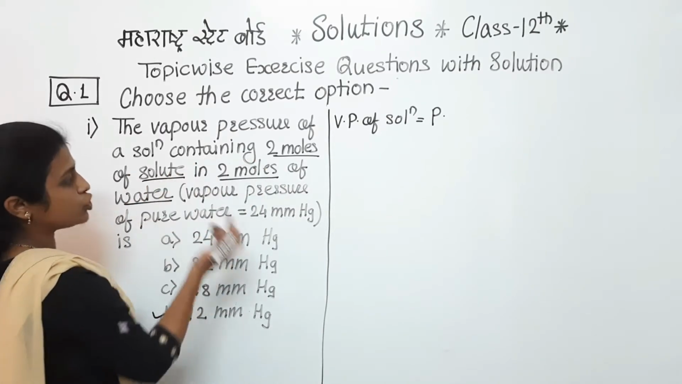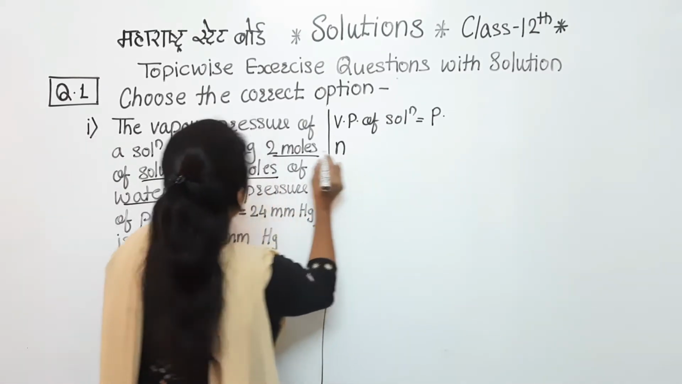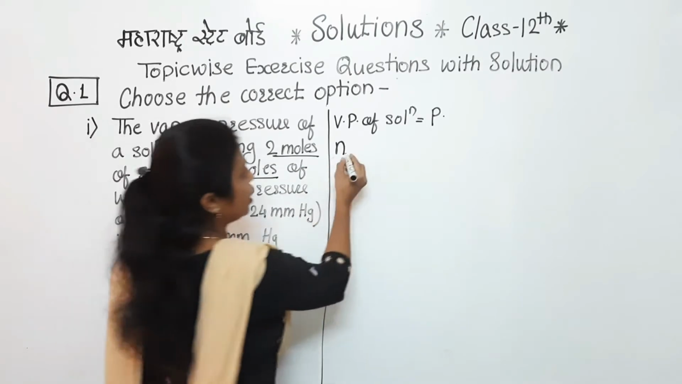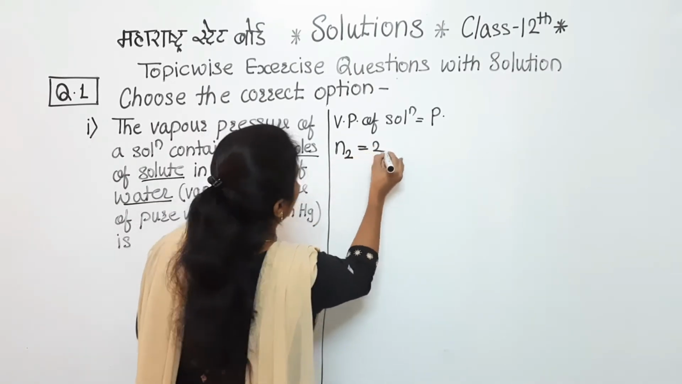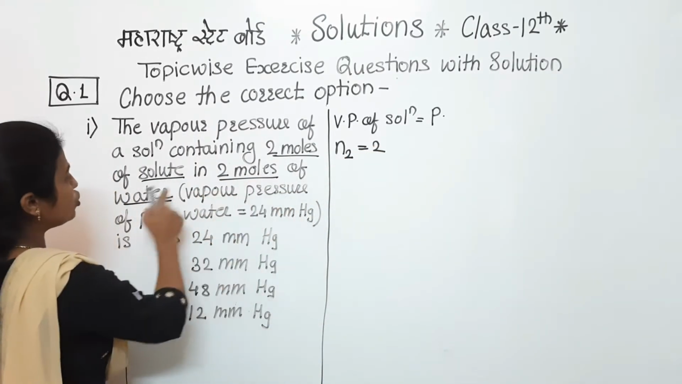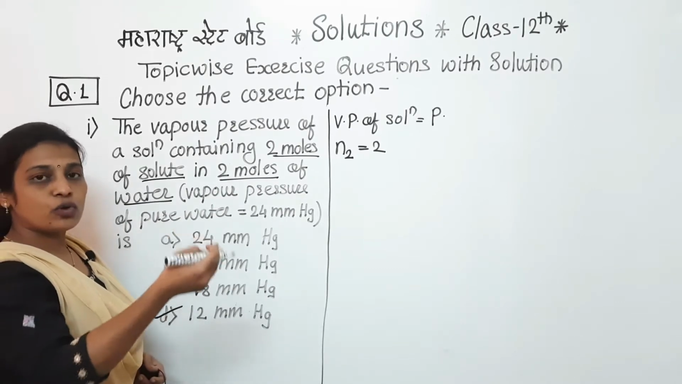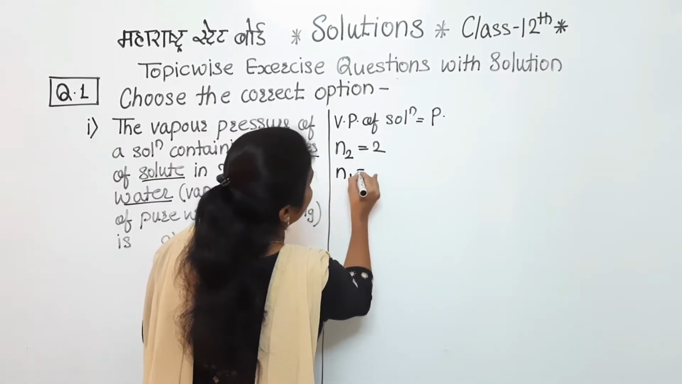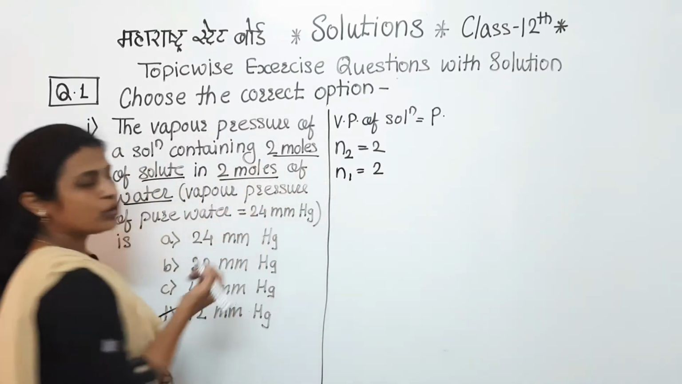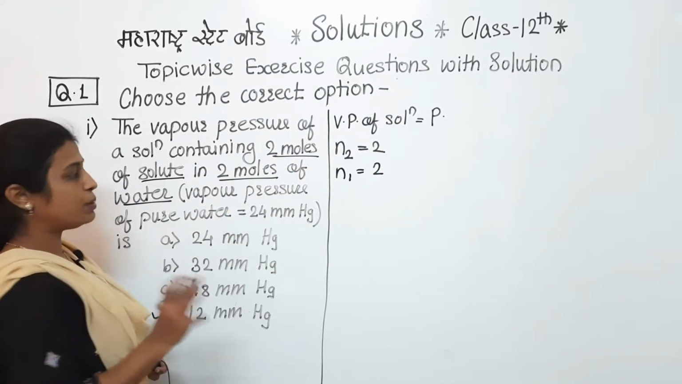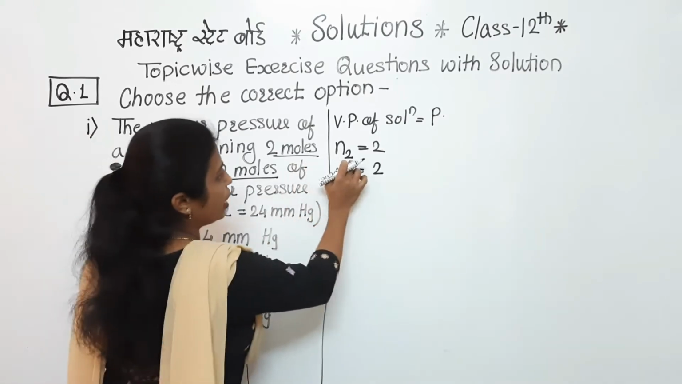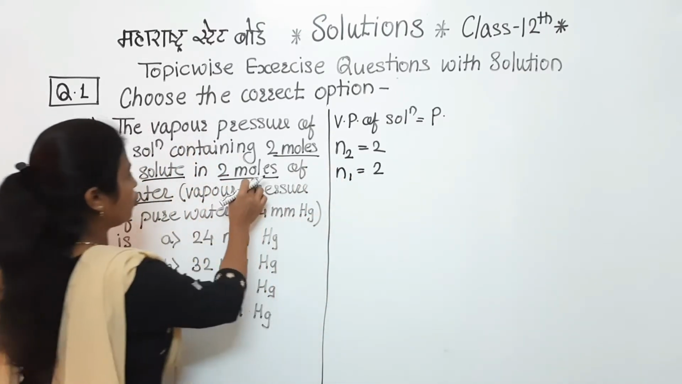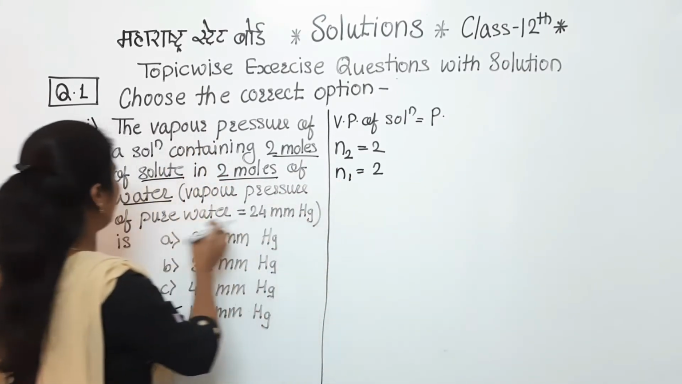Containing 2 moles of solute. The number of moles is N, and here it is the number of moles of solute, so we are writing N2, that is 2. In 2 moles of water, that is 2 moles of solute dissolved in 2 moles of solvent. That is nothing but N1, that is 2. Both are 2, so no confusion, but keep in mind that for the solute we are using N2 and for the solvent we are using N1.